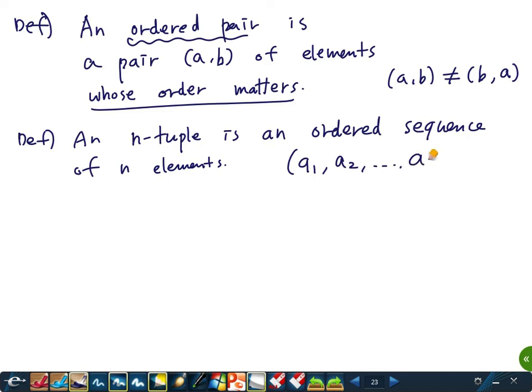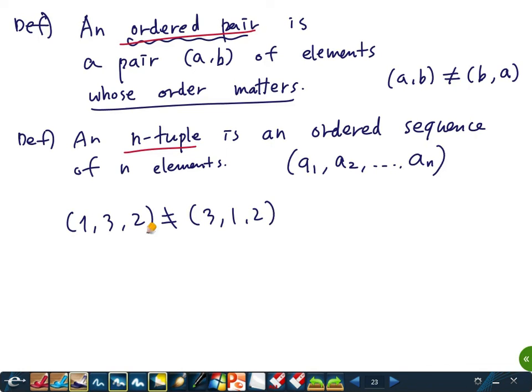So for an n-tuple or ordered pair, we use a round bracket like this. When I write a sequence using round brackets, it means it's an ordered tuple, and the order is important. We do care about this order. All right? So, (1, 3, 2) and we can have (3, 1, 2). They are different because their orders are different.